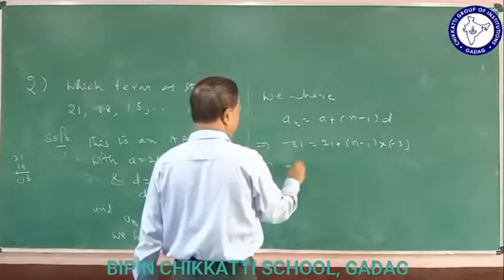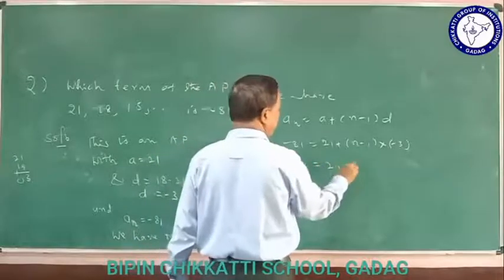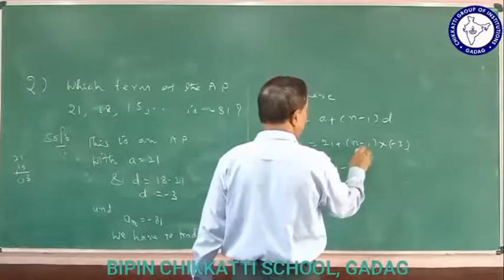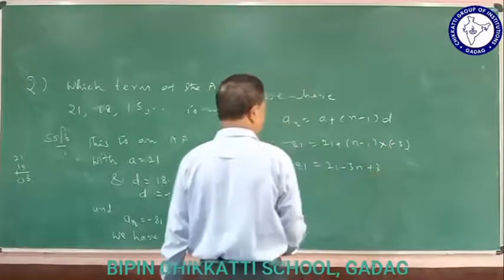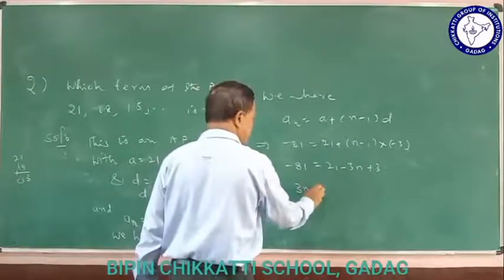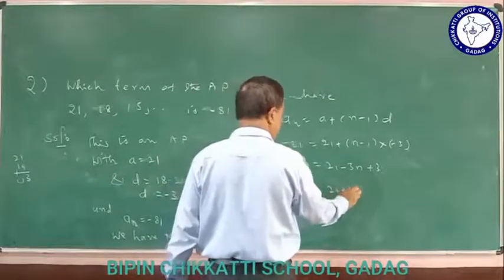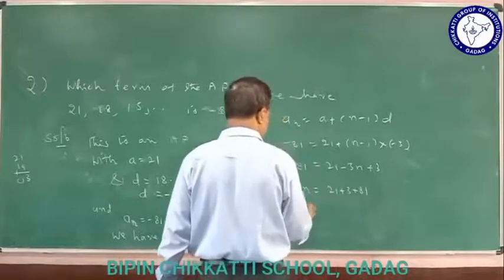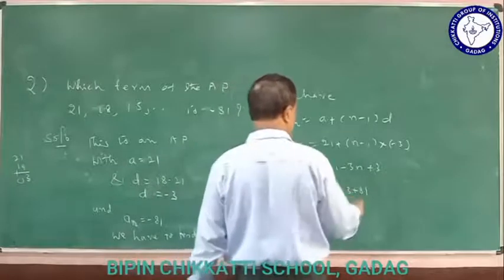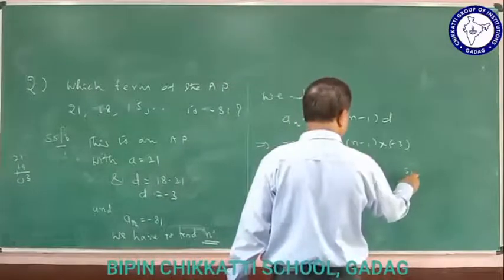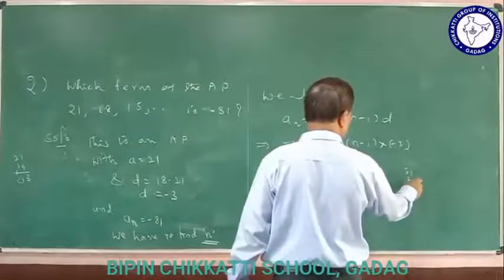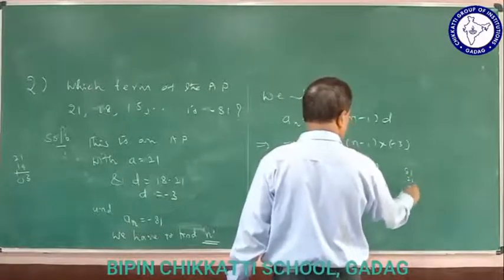So this implies minus 81, 21, you have to multiply. So this is n into minus 3 is minus 3n, minus minus plus 3. Here you have to understand that minus 3n you bring this side, 21 plus 3 plus 81. And you see this 3n is equal to, you have to add this result and 81, 21 and 3, 4, 5 and 105.